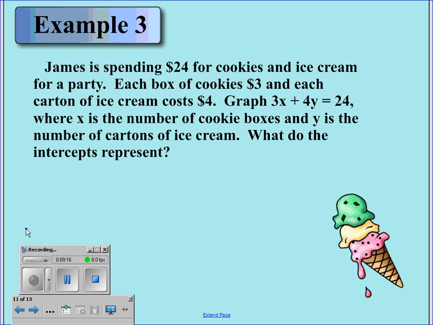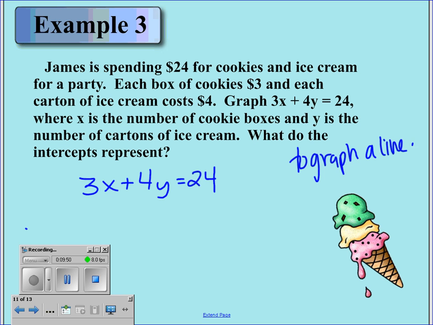If you're watching the video, go ahead and give yourself a second to pause the video and read the word problem. Okay, so they've given us the equation. It says 3x plus 4y equals 24. Now we've seen in the previous problem and in the problems in the previous couple of days that in order to graph a line, I need 2 points.